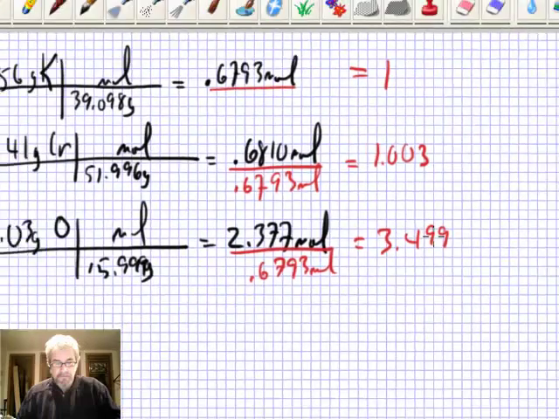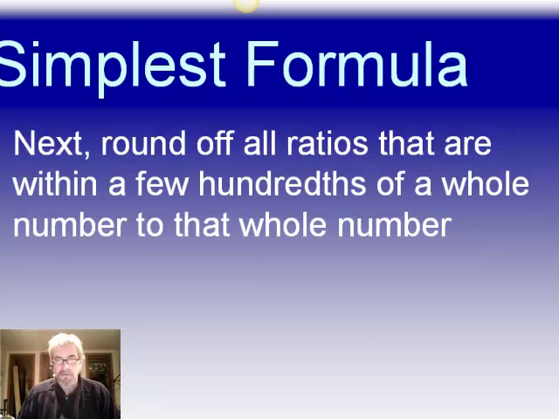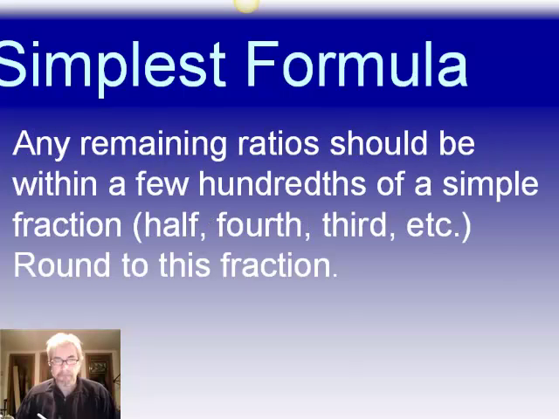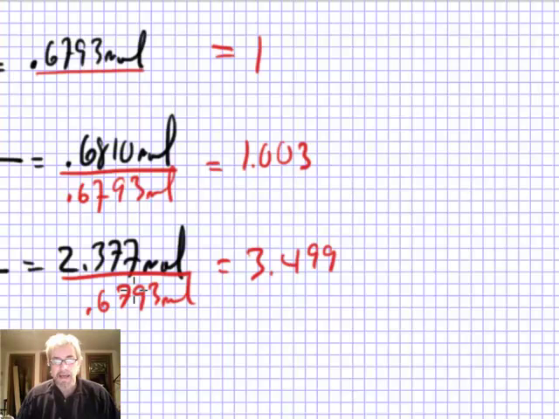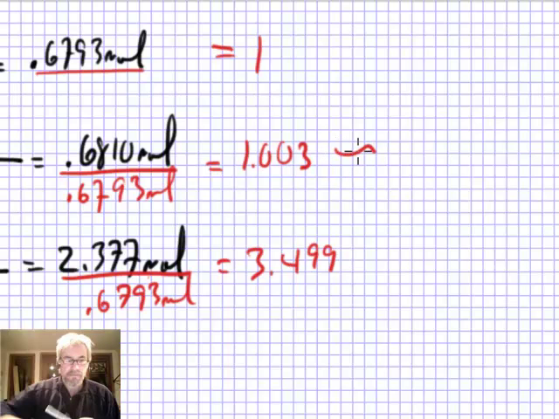The next thing to do is to round off all the ratios that are within a few hundredths of a whole number to that whole number. And then if there are any remaining ratios that can't be rounded to a whole number, I should round those to the simple fraction that they're within a few hundredths of, like a half or a fourth or a third. So 1.003 is within a few hundredths of 1, so I can just round that to 1. But 3.499 is not within a few hundredths of any whole number.